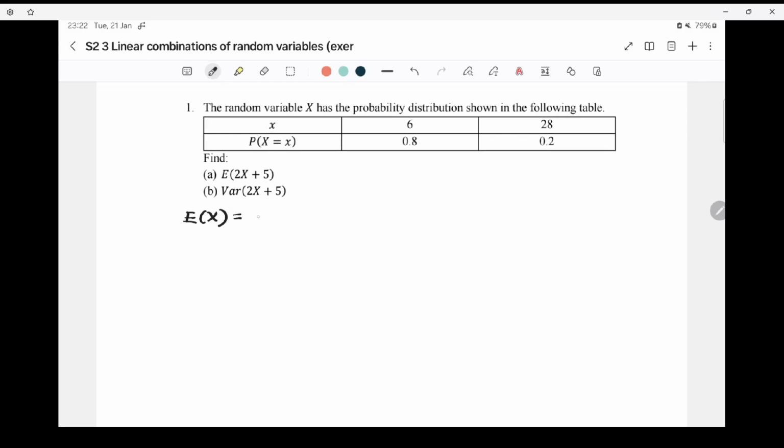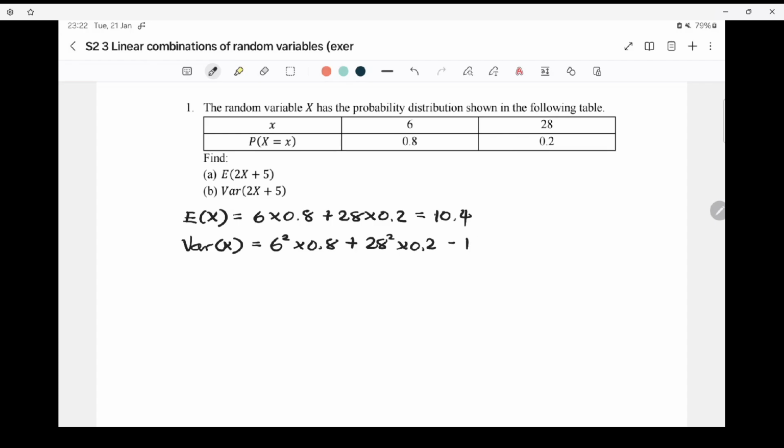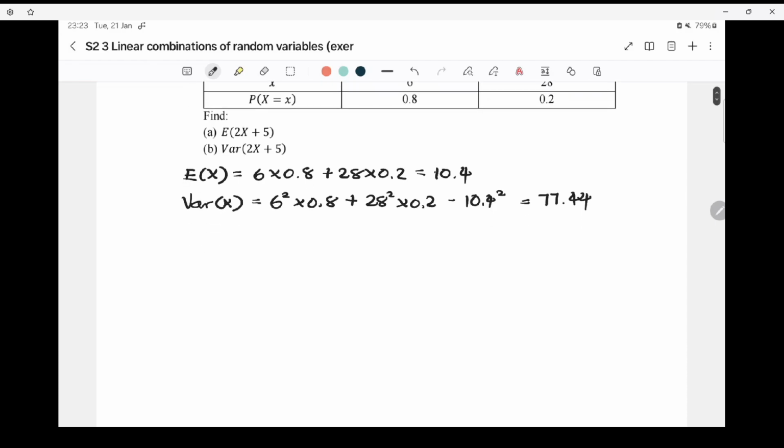So E(x) will be given by 6 times 0.8 plus 28 times 0.2. If you calculate this, this will give you 10.4. If you calculate the variance of x, this will be 6 squared times 0.8 plus 28 squared times 0.2, remember to minus 10.4 squared. When you calculate this, it will give you 77.44. So now that you have these two values, you can proceed to calculate part A by using the formula.